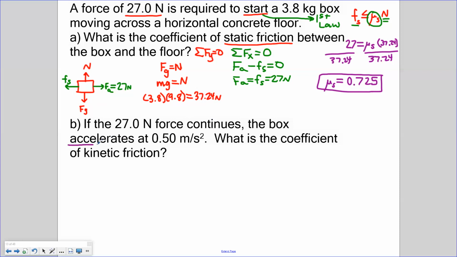All right, part B, the 27 Newton force continues. The box now accelerates at 0.5 meters per second squared. So now we got an acceleration. That tells us we got a net force, and Newton's second law will apply. Okay, so once we get this object moving, 27 newtons is enough to break free of that static friction. Now, kinetic friction takes over, right? We're sliding the box across the floor. So our net force in the x direction will not be 0.